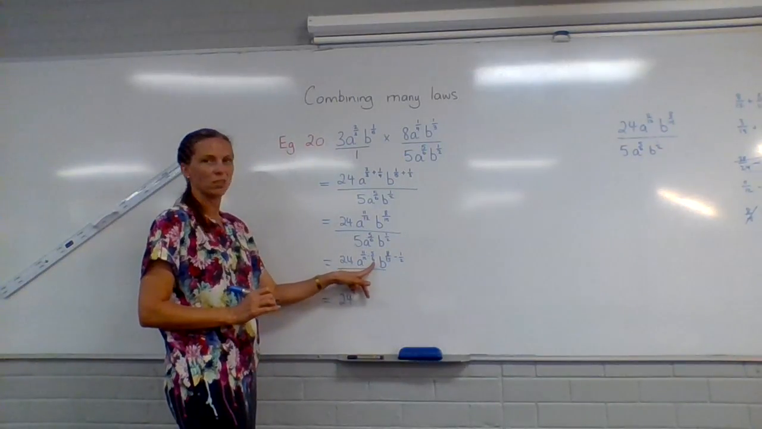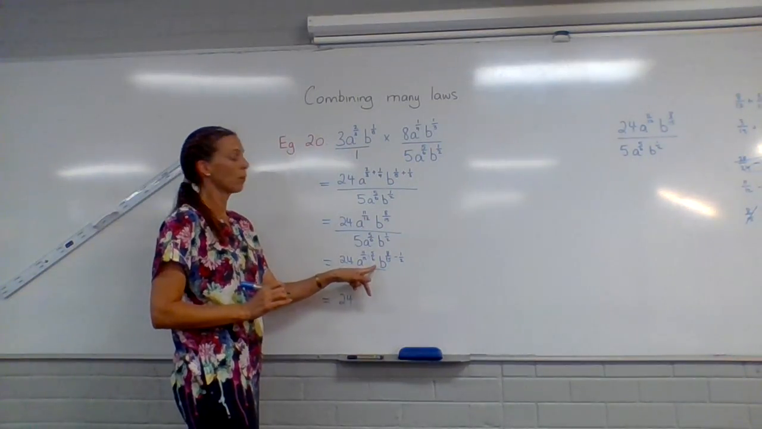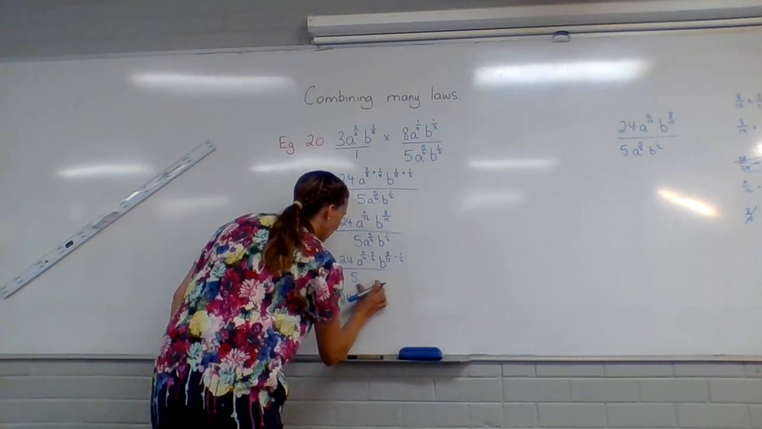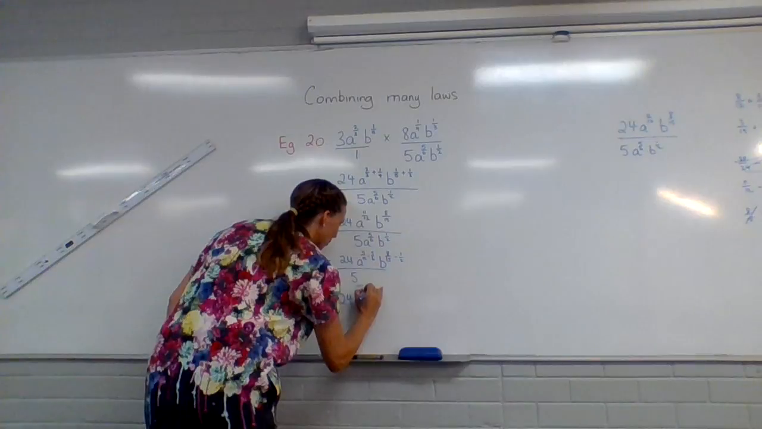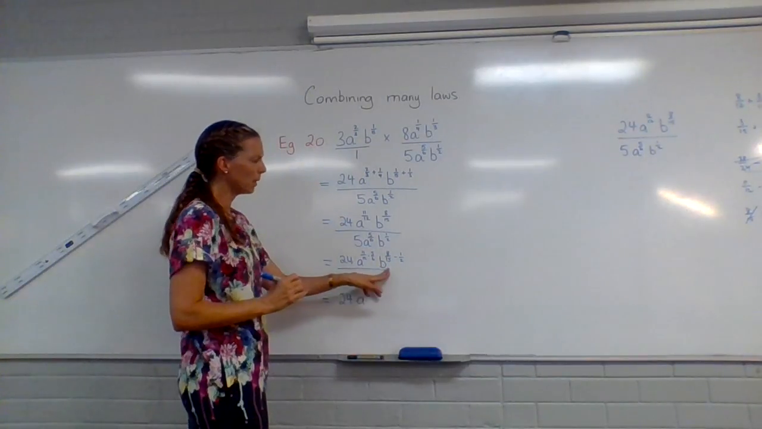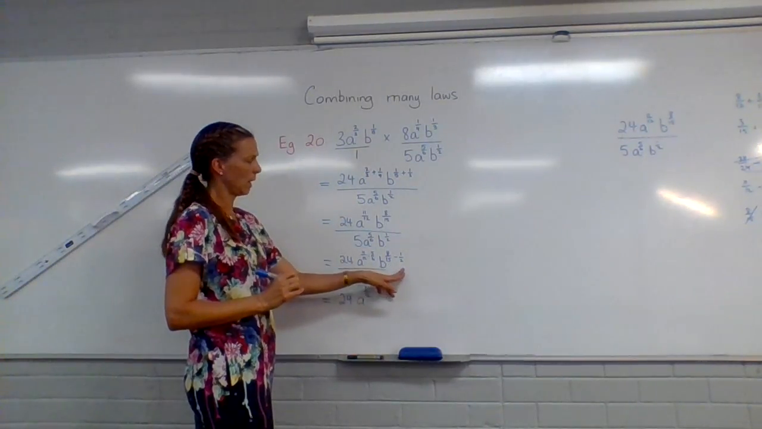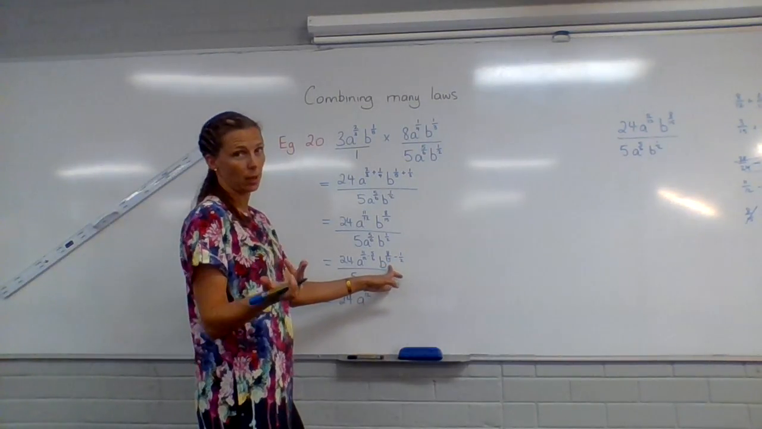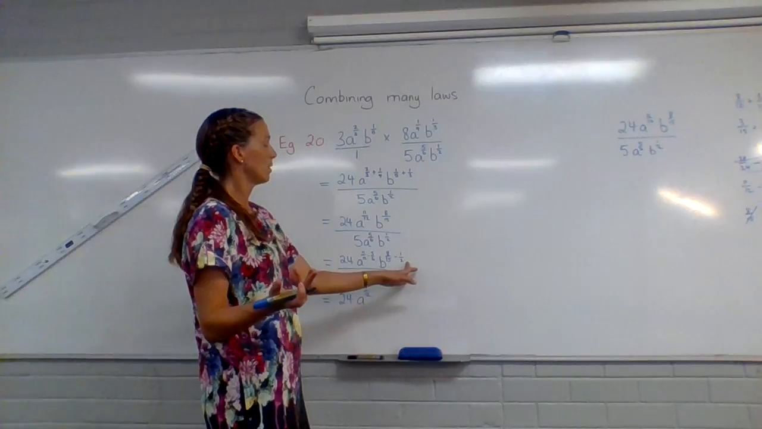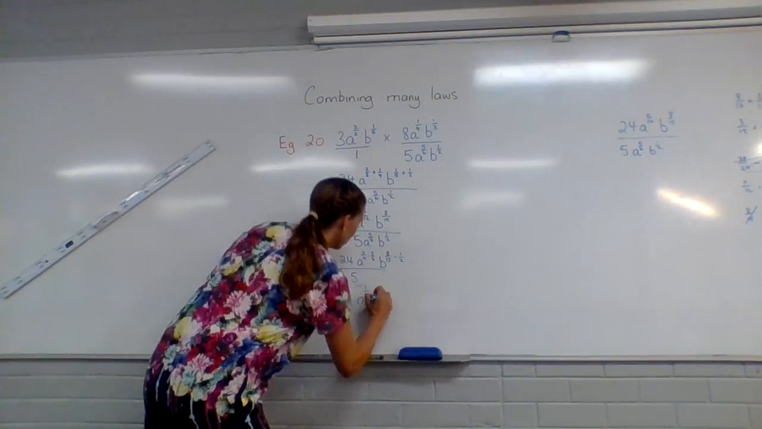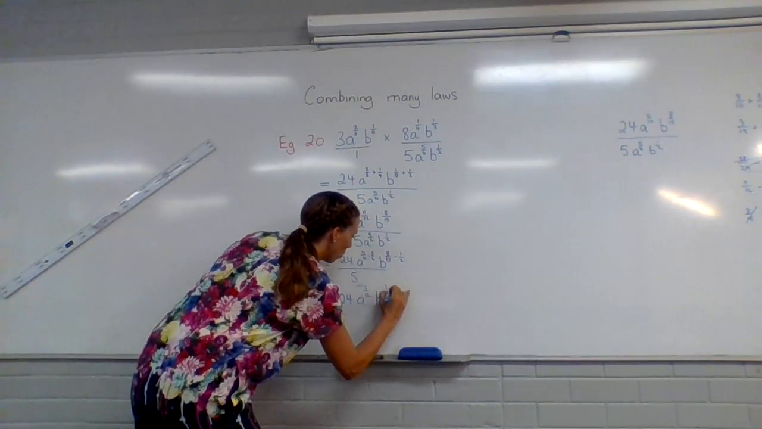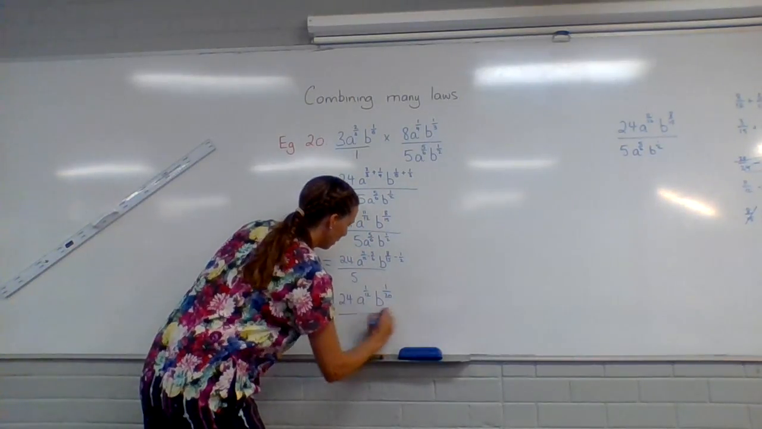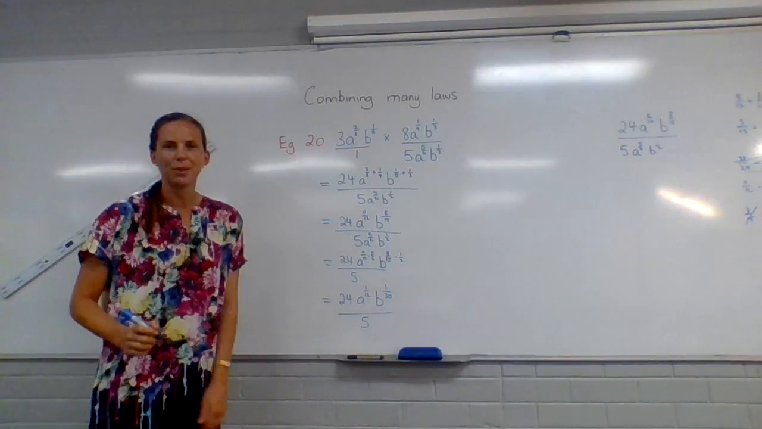11/12 take 5/6. 5/6 could be written as 10/12. So 11 take 10 is 1. Oh, I need a base. A to the 1/12. For b, 8/15 take 1/2. 8/15 is like 16 on 30, and this would be 15 on 30, which would give me b to the power 1 on 30. Now, don't forget that whole denominator over 5. And there you go.